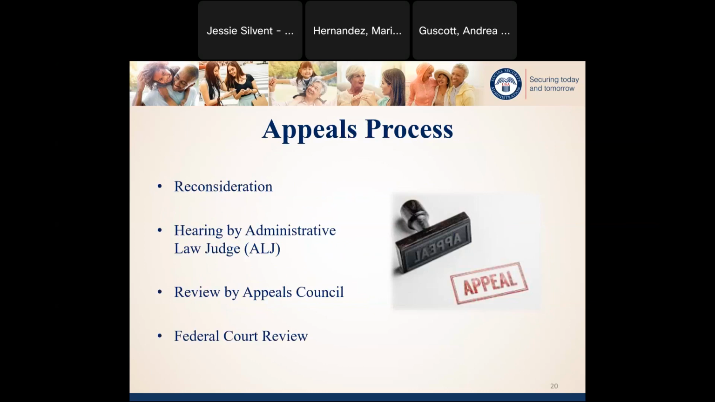So where exactly does the appeal go once it's been filed? The first step or level of appeal is a reconsideration, and that's the SSA-561 form, which has to be submitted within 60 days of receipt of the overpayment notice. That form is routed to one of our national processing centers, where a technician will review all the facts of the overpayment decision and render their determination.